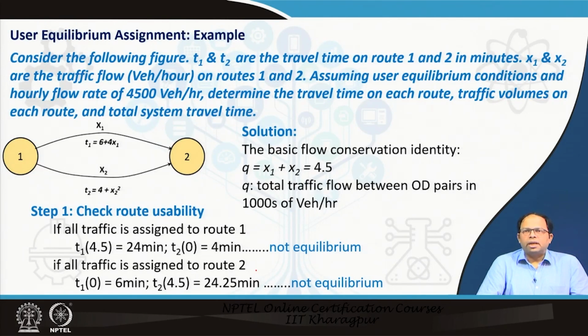So let's see an example, and then we will see how to solve it. So let us consider in this particular figure, T1 and T2 are the travel times on route 1 and 2 in minutes. This is route 1 and this is route 2, and we are going from 1 to 2, and x1 and x2 are the traffic flow in vehicles per hour on route 1 and route 2. Assuming the usual equilibrium conditions, an hourly flow rate of 4500 vehicles per hour, determine the travel time on each route, traffic volumes on each route, and the total system travel time.